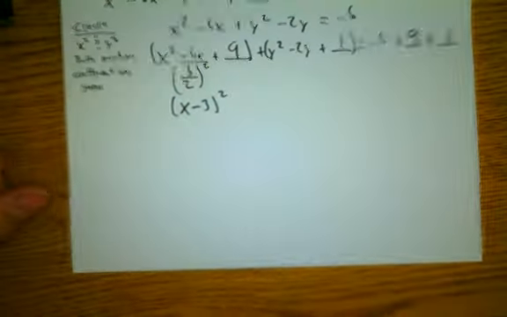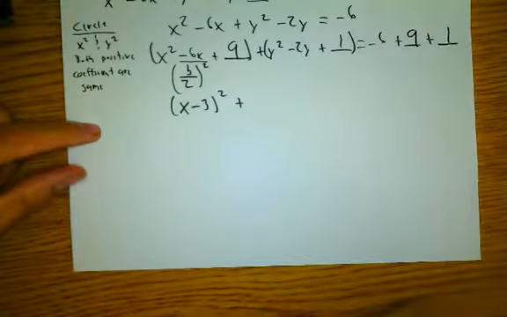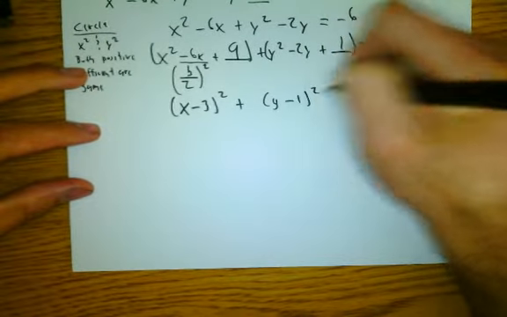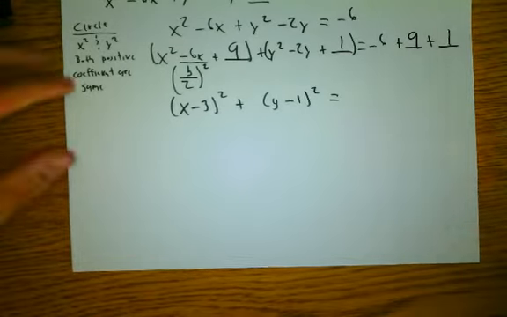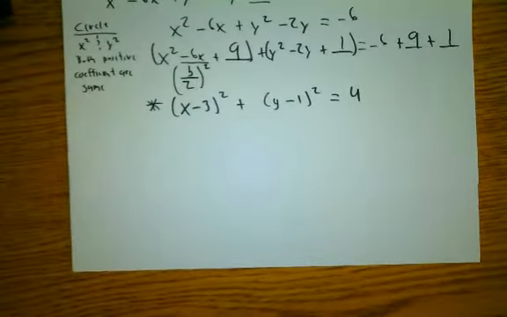Plus, what about that one? Y minus 1 squared is equal to what? 4. And I like where we're at. I love where we're at. We're in the standard form. We just completed the square. Now in the standard form, you can tell me what is the vertex and what is the radius.